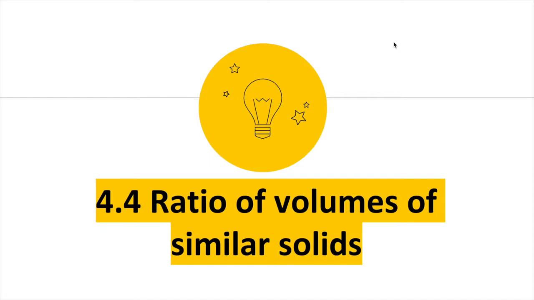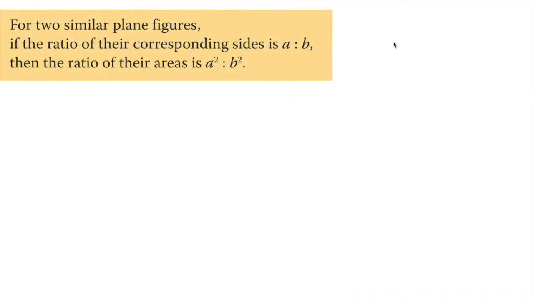Now we're going to move on to chapter 4.4, ratio of volumes of similar solids. Previously, I went through the ratio of areas. If the ratio of the corresponding sides is A to B, then their area ratio is A squared is to B squared. You can think of it as, because we're comparing 2D figures, there are two dimensions, meaning there are two sides that you need to consider.